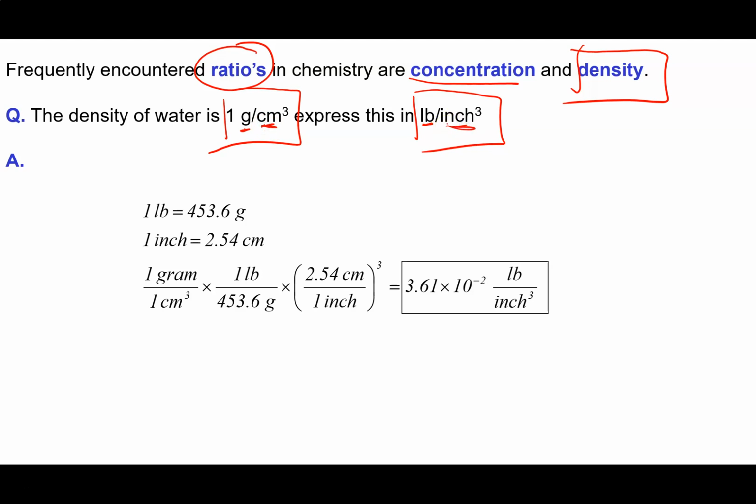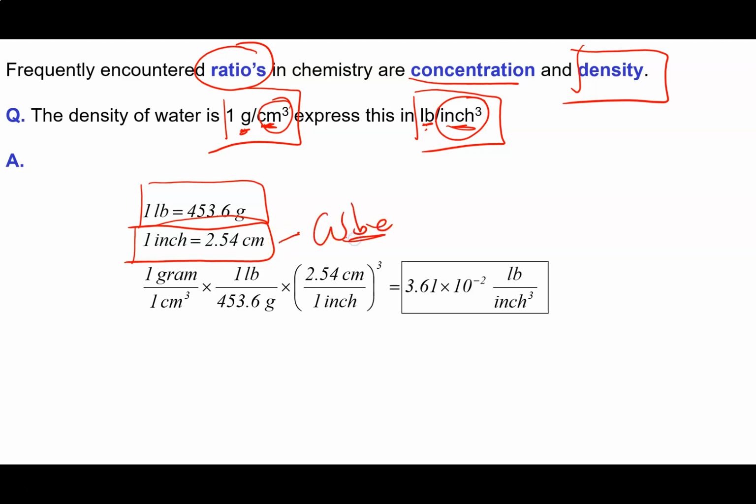to inches cubed. So I need something that relates grams and pounds. So I had to go to a table and I found that equality. And then I have to relate centimeters, this guy, and inches. And I went to tables and I found this equality. And I want to be really mindful, don't forget that I'm going to need to cube my conversion factor in here. So we know the density of water is 1 gram per 1 centimeter cubed.